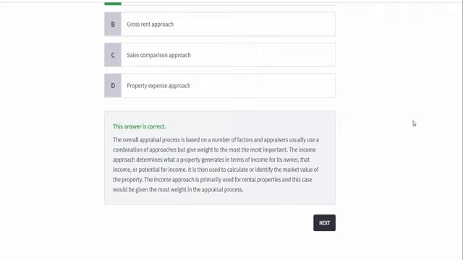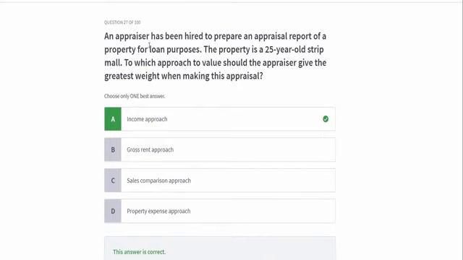And that also includes, obviously, potential for income, which is worth noting. But that is used to calculate or identify the market value of the property. The income approach is primarily used for rental properties, and in this case would be given the most weight in the appraisal process. And again, that makes sense, right? Because let's take a look at our question. It says, an appraiser has been hired to prepare an appraisal report for a 25-year-old strip mall.